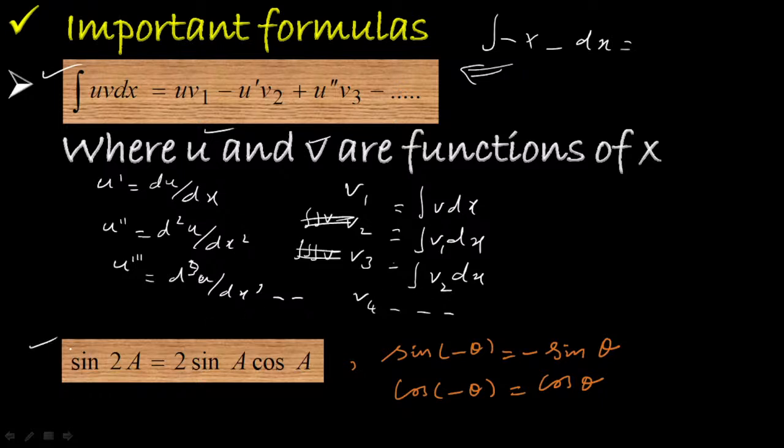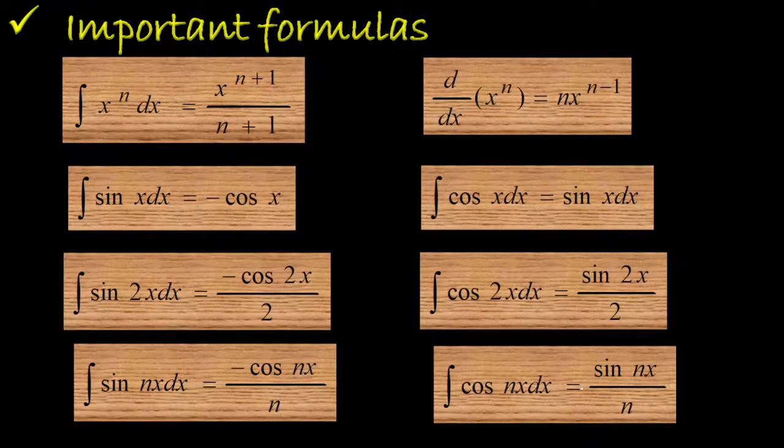And one of the trigonometric formulas you should know here is sin 2a is nothing but 2 sin a cos a, and you also know these already, I think. Sin of minus theta is nothing but minus sin theta, whereas cos of minus theta is nothing but cos theta. And the basic integration formulas we should know here are integral x to the power n dx is equal to x to the power n plus 1 divided by n plus 1, whereas d by dx of x to the power n is equal to n x to the power n minus 1.